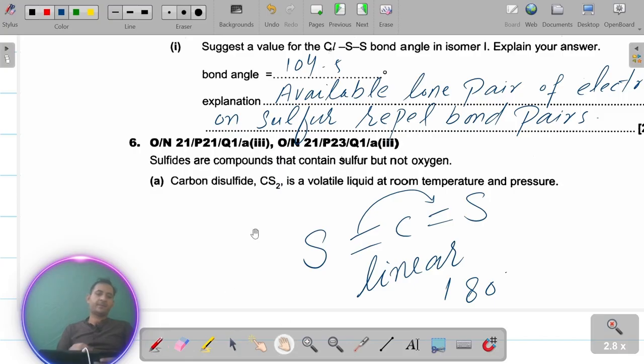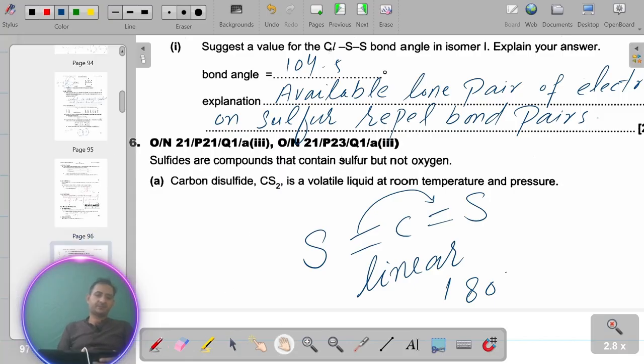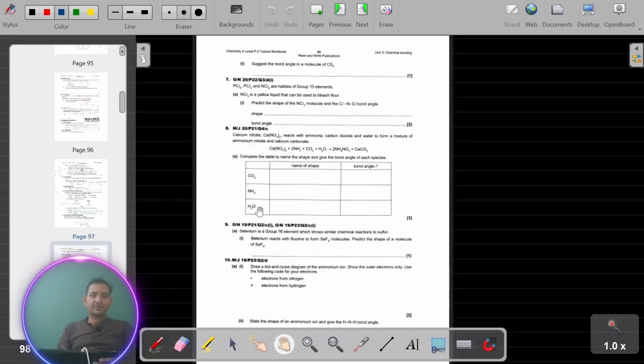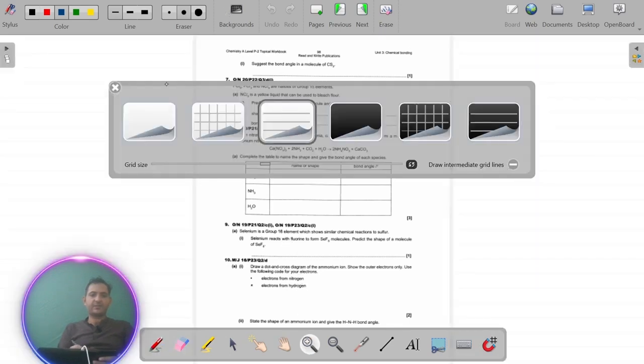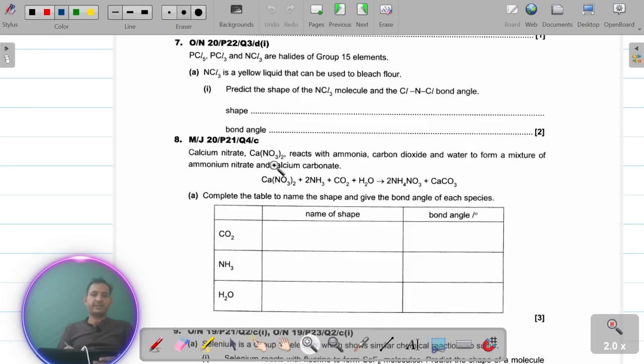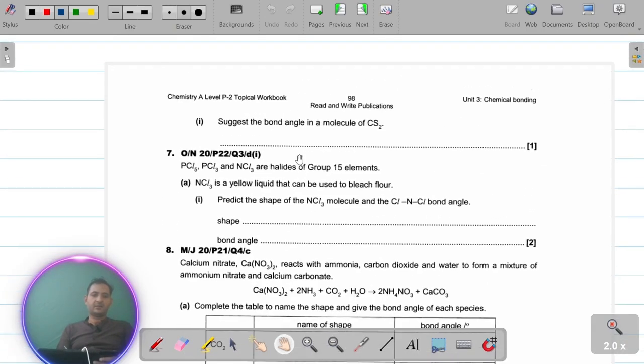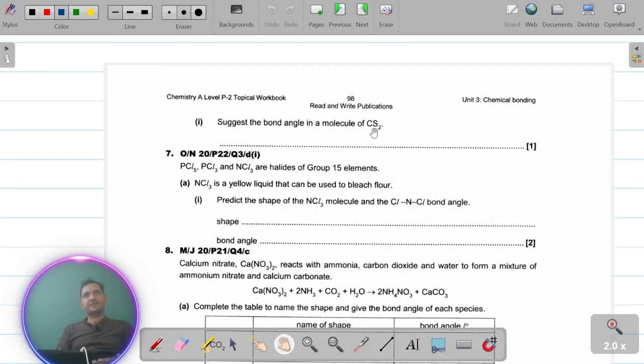Okay, so the next question, I don't know what type of question he will ask now. Suggest the bond angle in a molecule of CS2. Bond angle is 180 because it is linear. 180.